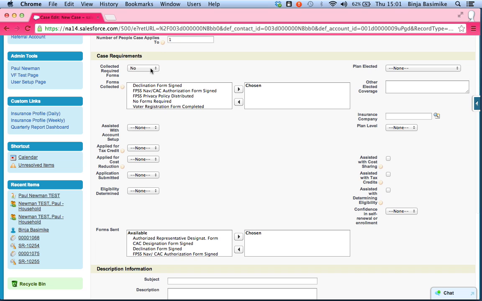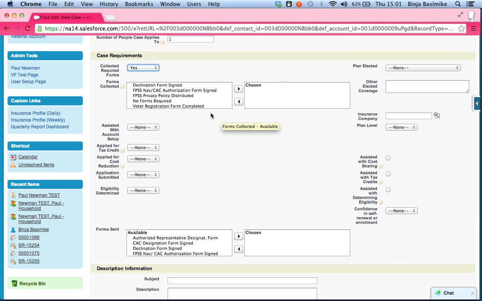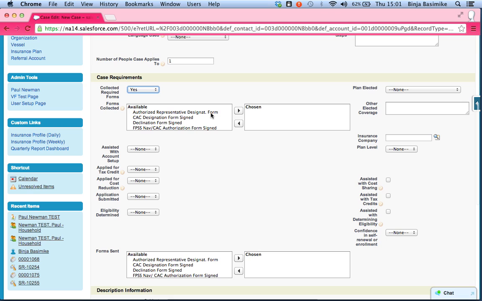And if we did say yes, we need to indicate which form was collected. We have a couple of options here. And so feel free to indicate which one was collected. And it's just as simple as moving it from one side over to the next side. But we'll go with no.